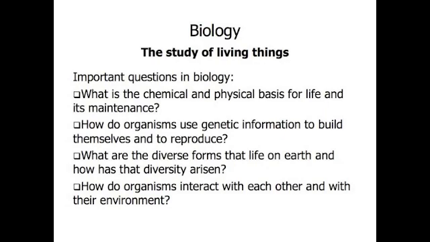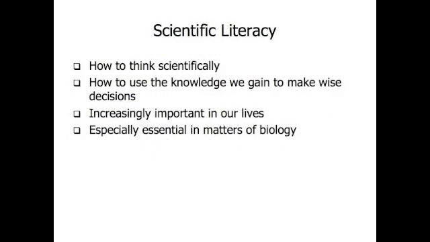As we move through the book, we'll explore more important questions in biology. What is the chemical and physical basis for life and its maintenance? How do organisms use genetic information to build themselves and to reproduce? What are the diverse forms of life on Earth, and how has that diversity arisen? How do organisms interact with each other and with their environment, et cetera? Moving on, in this chapter we explore the specific methods used in scientific thinking and how to make use of the knowledge we gain to make smart decisions.